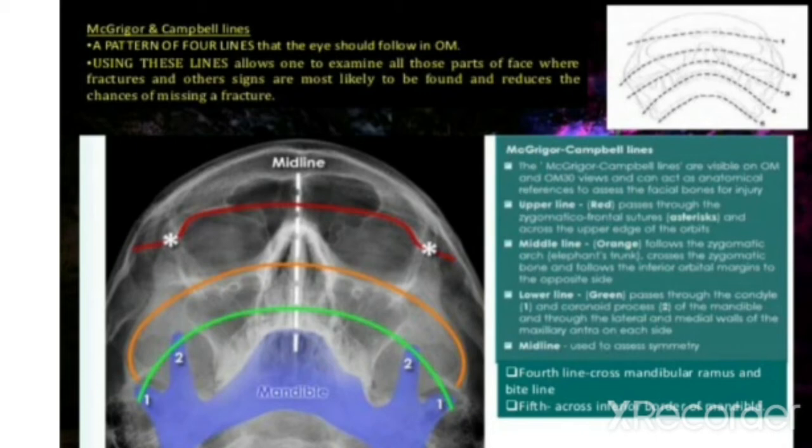Now the midline is used to assess symmetry. Fourth line crosses the mandibular ramus and bite line. Fifth, across inferior border of mandible.